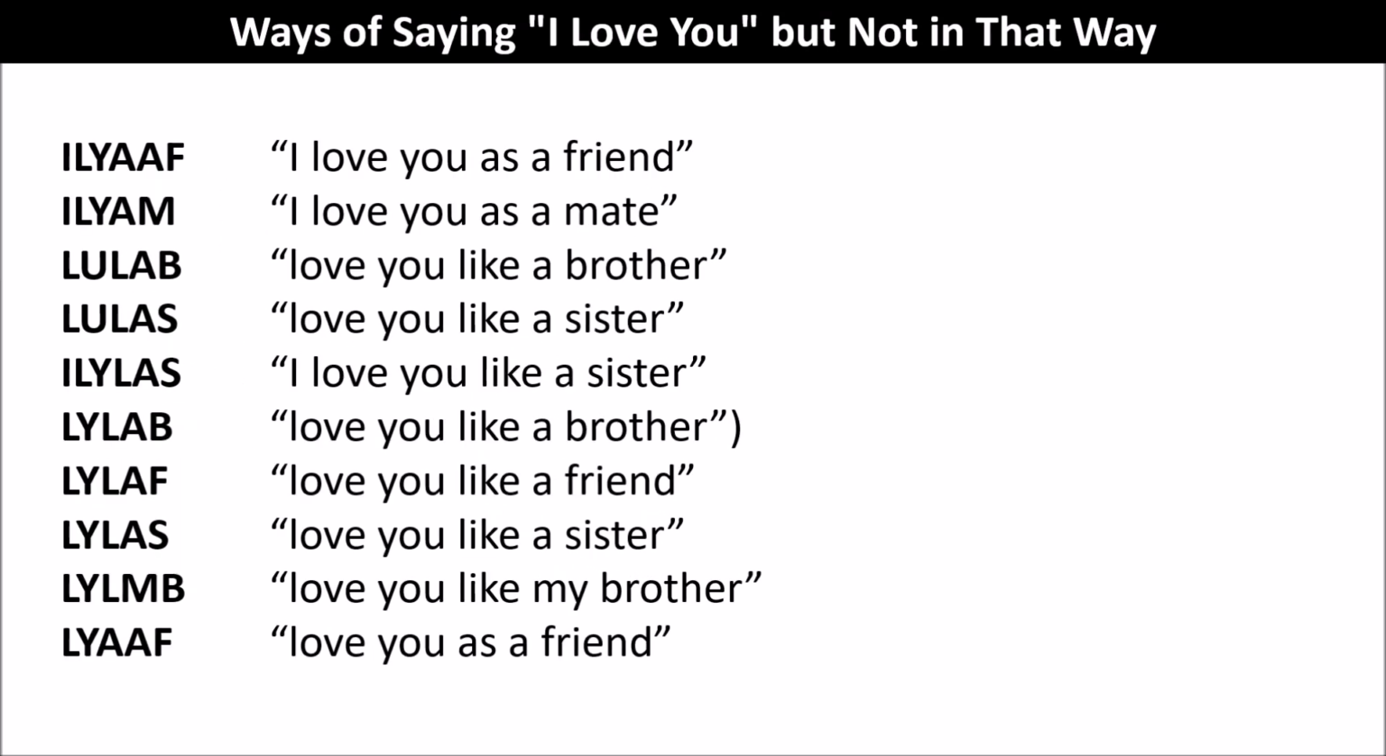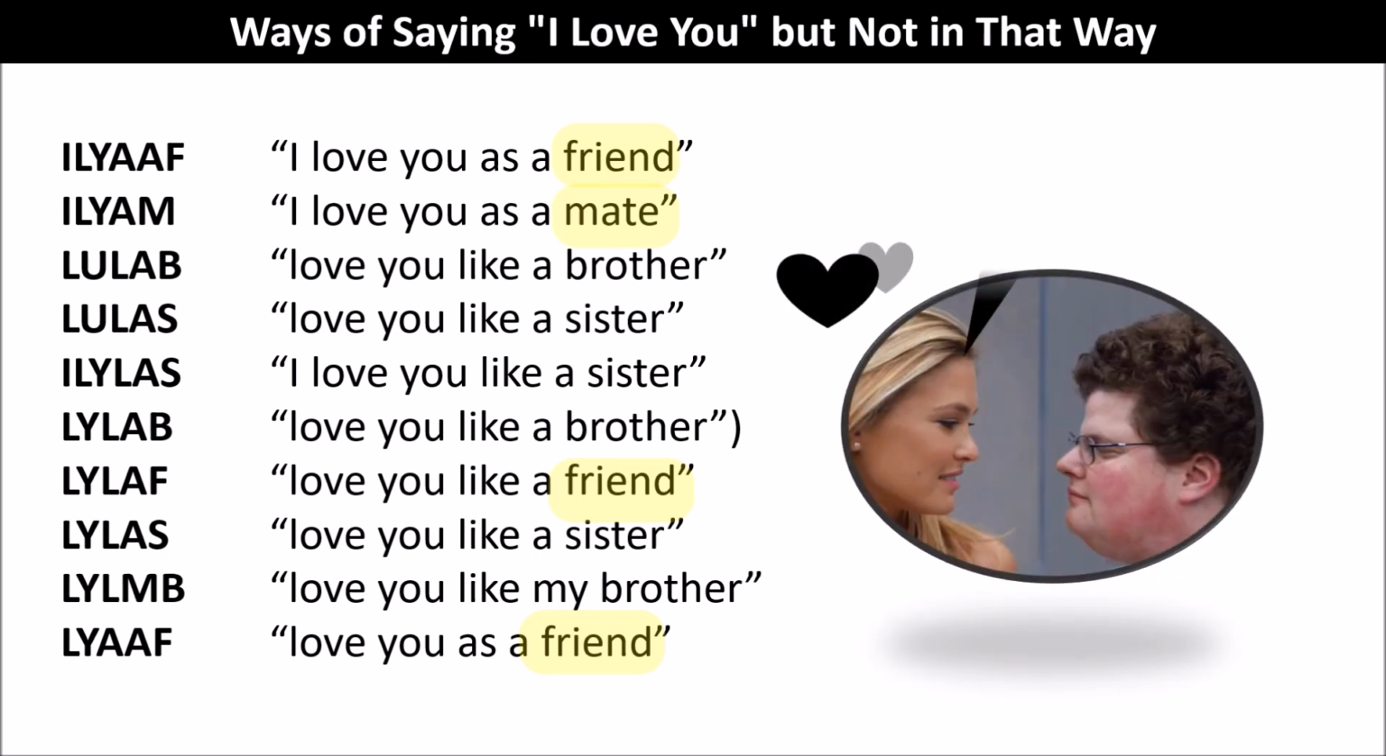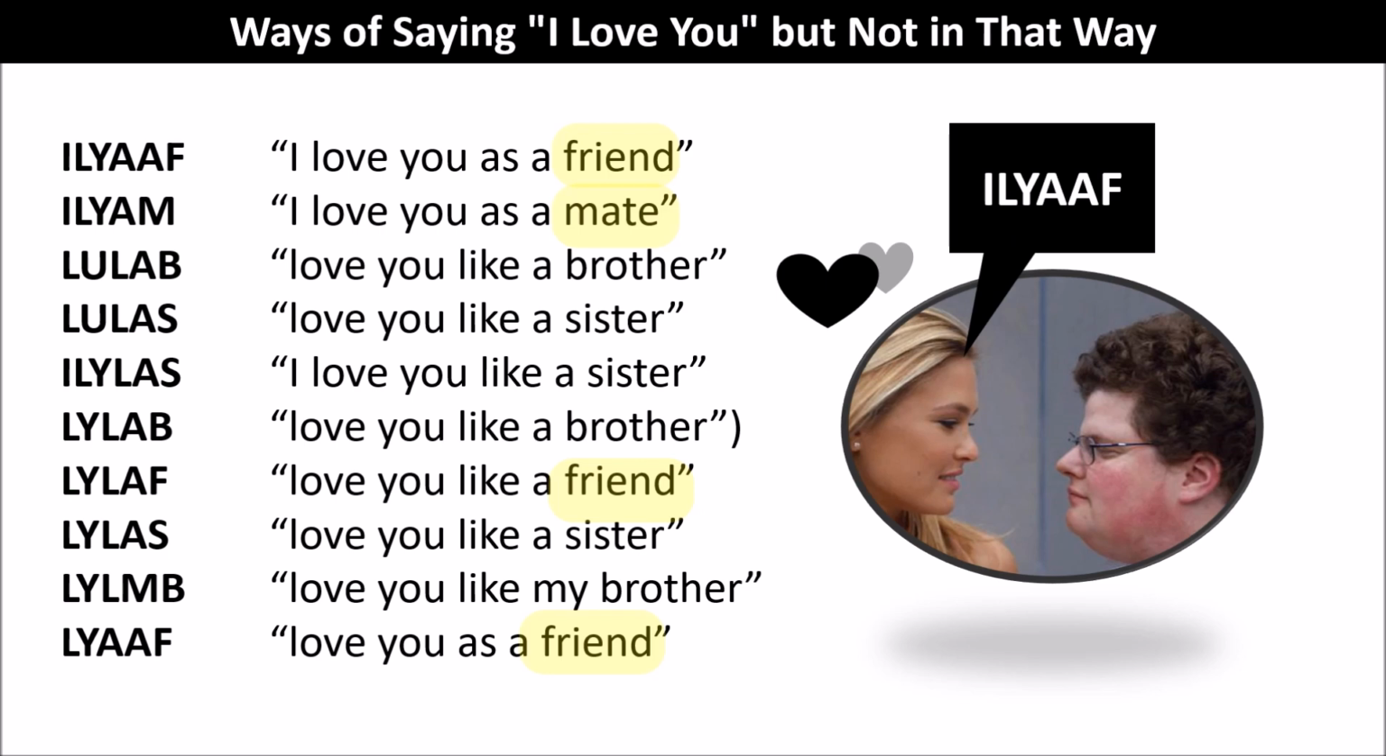Here's one you don't want to receive. Ways of saying I love you, but not in that way. So here we have I love you as a friend, and different versions, or I love you as a mate. So you have the pretty girl saying, I love you as a friend. Then you have other versions, as a brother, as a sister. All of these are heartbreakers, if you are in fact trying to be romantically involved.